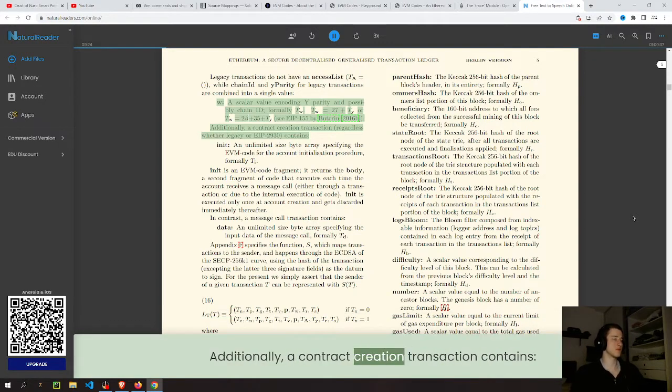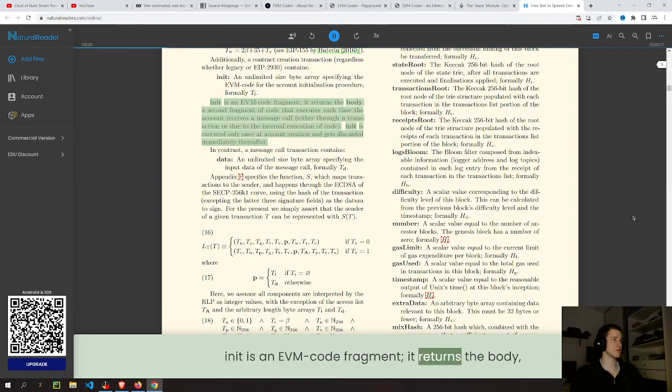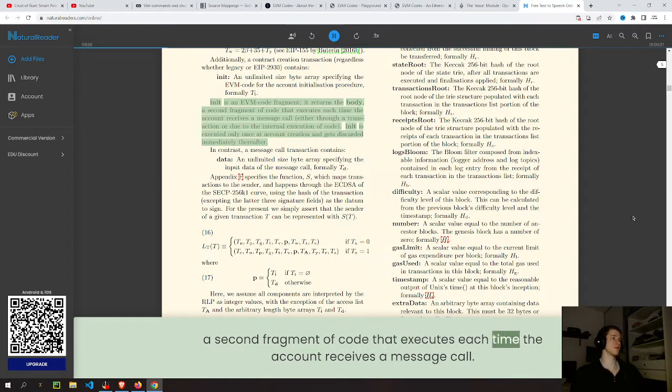Additionally, a contract creation transaction contains an unlimited size byte array specifying the EVM code for the account initialisation procedure, formally T_i. Init is an EVM code fragment; it returns the body, a second fragment of code that executes each time the account receives a message call. Init is executed only once at account creation and gets discarded immediately thereafter.